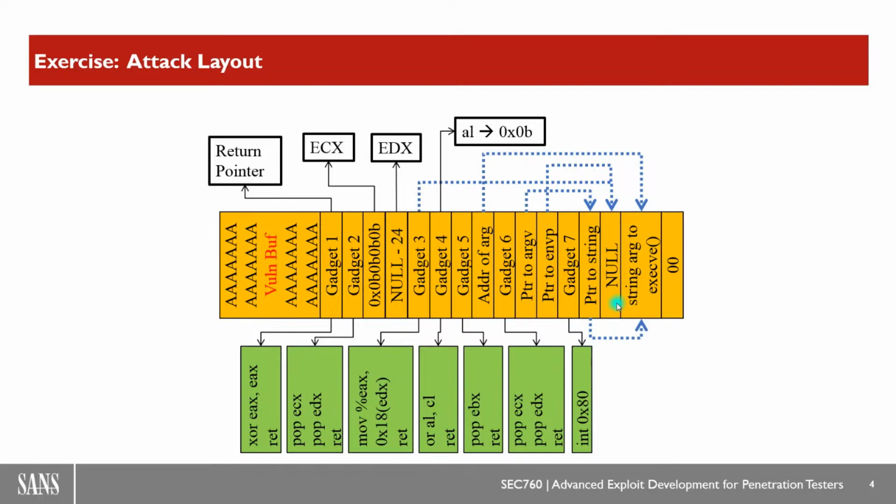Why? Because we're going to use it as a pointer for our environmental pointer array. We're just going to point to null. So we just need a double word of null on the stack somewhere. And if we knew it was somewhere else, that's totally fine. But here's what we're trying to do right now.